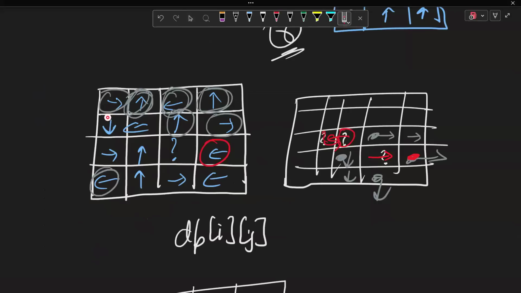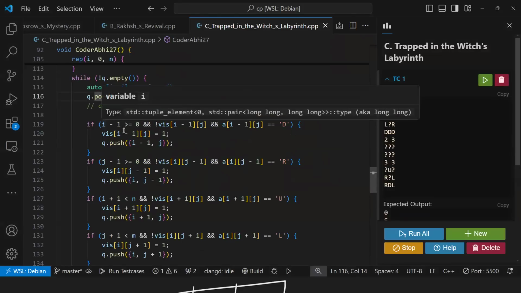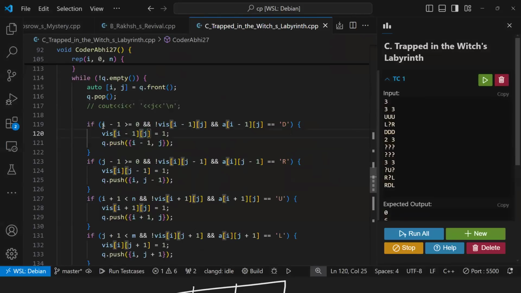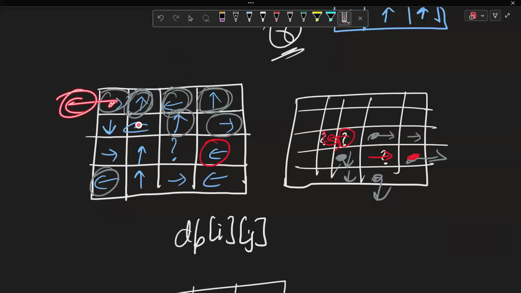So now what were my conditions? Whenever I am at a cell i, j, I check all its adjacent cells which are present. If some adjacent is out of the grid, we don't check that. All those adjacent cells which are present, if they are pointing towards it, then I would push them into my queue. So the cell above it is i minus 1, j. If i minus 1 is greater than or equal to 0, so it's not the case when i is 0 and out of the grid, so first I make sure that it is inside the grid.